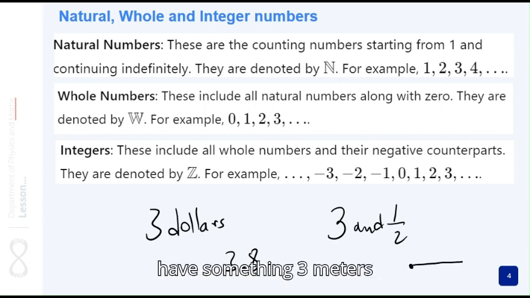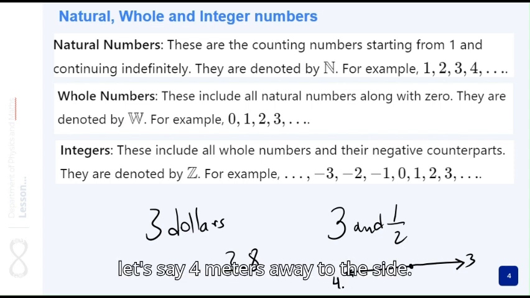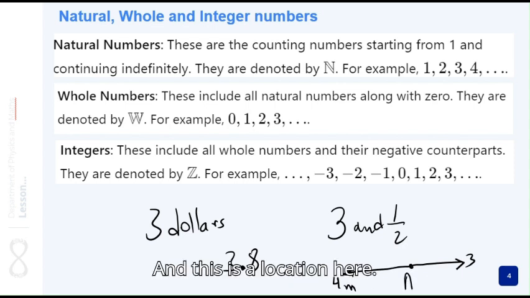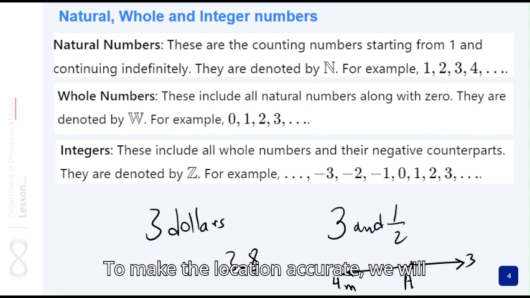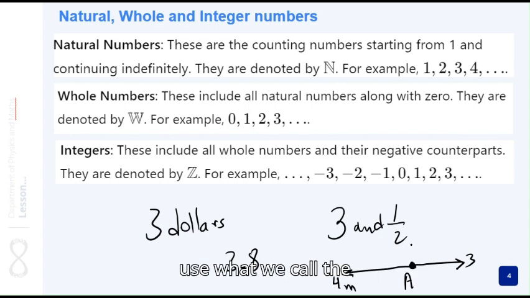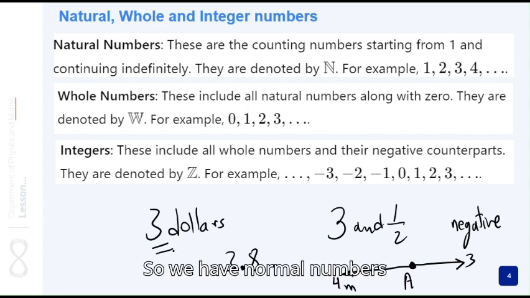And when you talk about location, you have something here. You have something 3 meters away to this side, and let's say 4 meters away to this side, and this is a location. To make the location accurate, we will use what we call the negative numbers. So, we have normal numbers, which count.